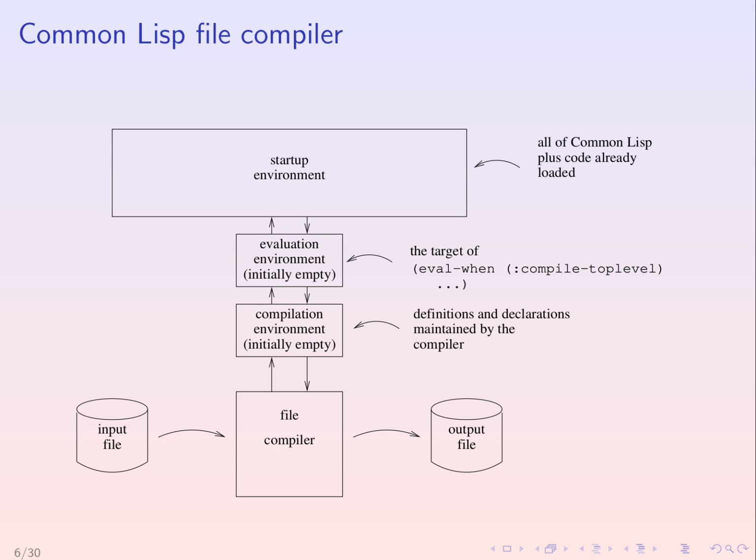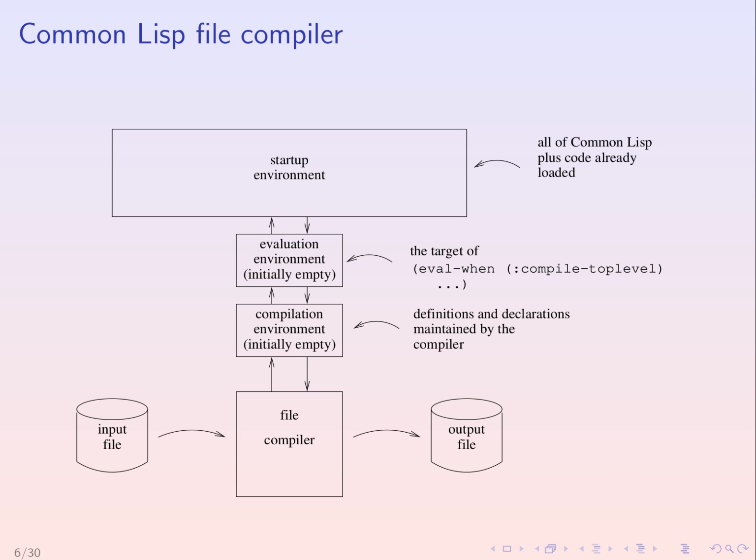Now, if we look at how a Common Lisp file compiler works, it's a little bit different. I'm using the file compiler as an example. There is also a function compile. I'm not going to discuss that function further. So the Common Lisp file compiler also takes an input file and produces an output file. The output file here is called a FASL file, for fast loading file.